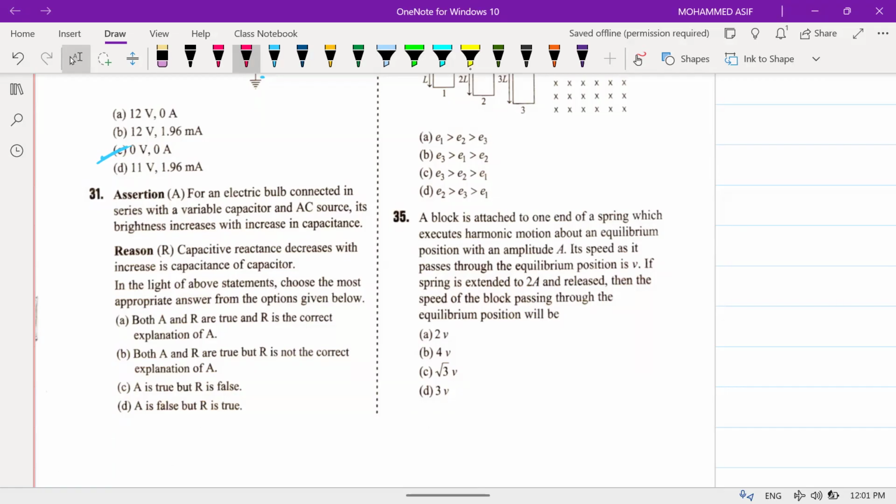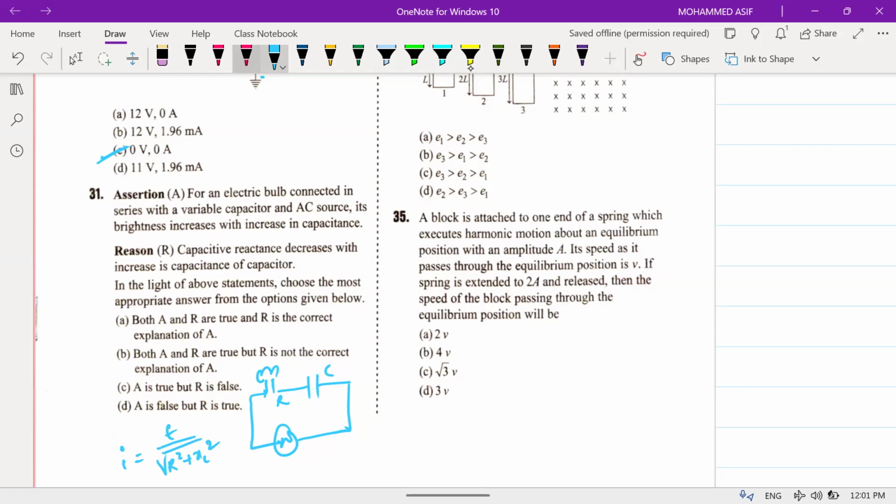What is it telling? This is your electric bulb and it has been connected in series with a variable capacitor. There is a variable capacitor and it is connected to an alternating source. This is your C and this is your bulb. That means it is connected to a resistor, isn't it? So when it is connected to the resistor, the current flow will be I equals E divided by the square root of R squared plus XC squared, isn't it?